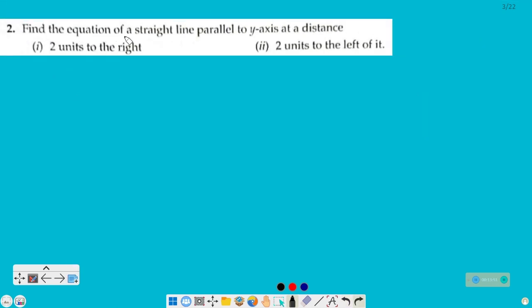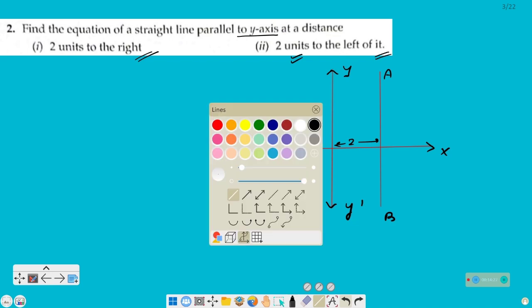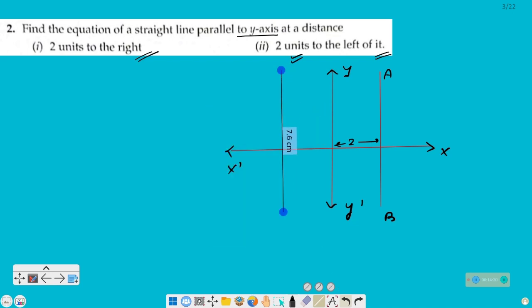Second question, find the equation of a straight line parallel to y axis at a distance 2 units to the right and 2 units to the left. Parallel to y axis, first of all to the right हमने draw किया है. Suppose this is line AB. This is 2 units to the right. This distance is 2. Second is 2 units to the left. This is line PQ and this is at 2 units to the left.